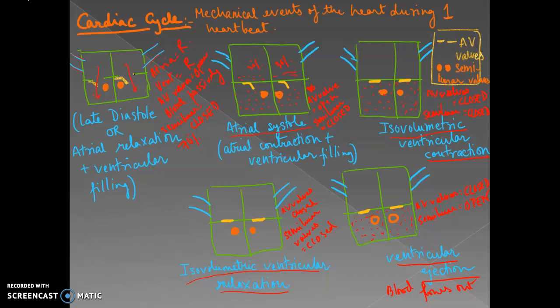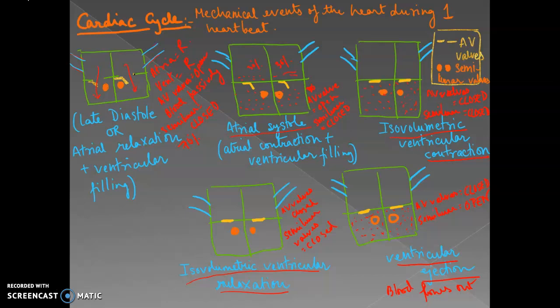Alright, so let's review this one more time real quick. So we are looking at cardiac cycle, which refers to the mechanical events of the heart during one heartbeat. We will start with the green boxes or the green squares represent human heart with 4 chambers. We will start with the top left side, and at the top left we see a human heart with 4 chambers, and this state is called the late diastole. Diastole, as we know, refers to relaxation.